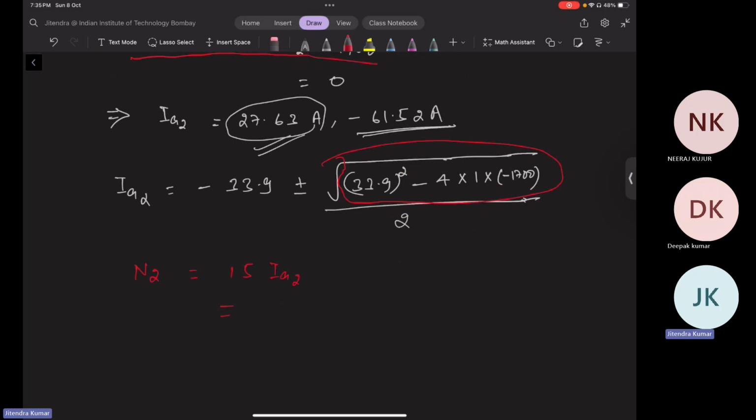So now N2 will be 15 into 27.63, which will give us 414 RPM, 414.45.